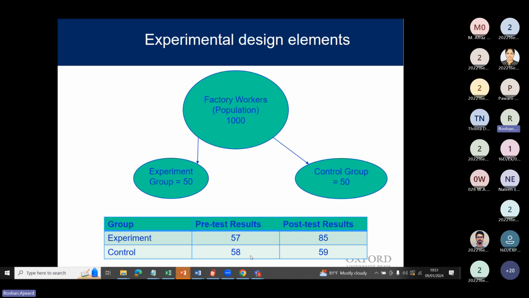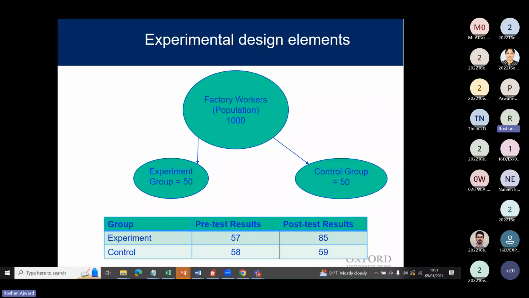But then the experimental group is given the training. The control group is kept as control, not given any training. Only the experimental group is given training. Then you give again a test and we call that a post-test. Now you can see the experimental group has got 85 on average. But the control group, when you give that post-test, still gets 59 marks.